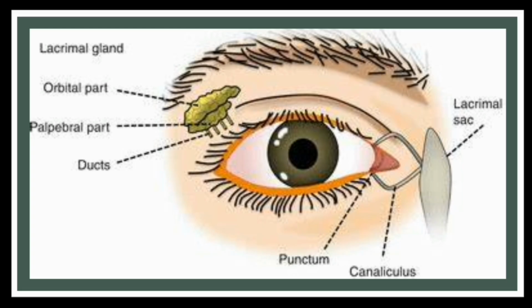So here you can see that this is the lacrimal gland, and this is the orbital part of the lacrimal gland, while this one is the palpebral part of the lacrimal gland. And these tube-like structures are the ducts that are opening in the fornix, the junction where the palpebral and bulbar conjunctiva meet, right?